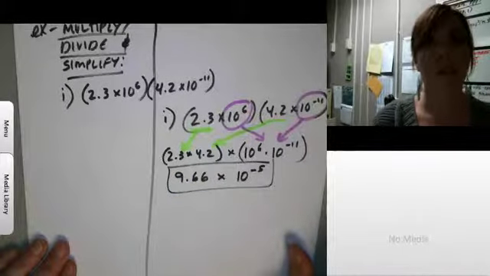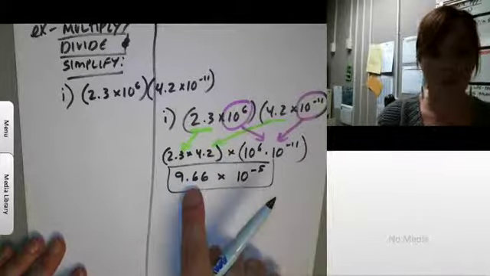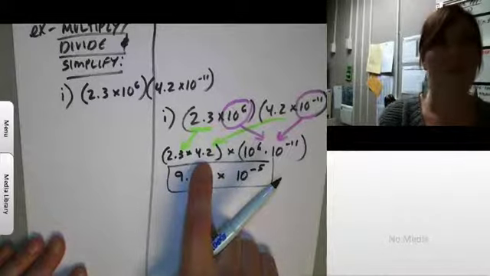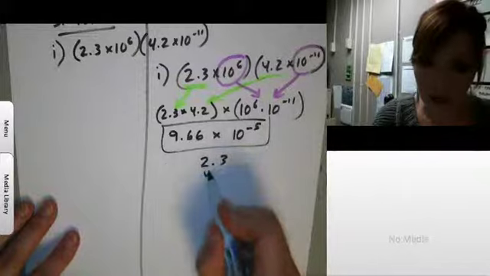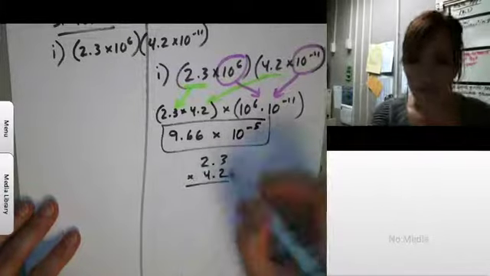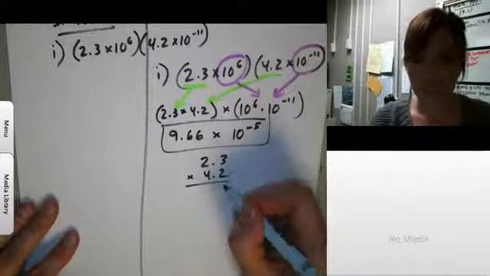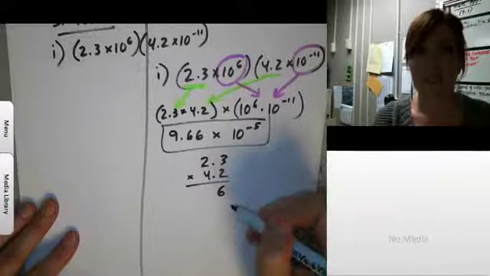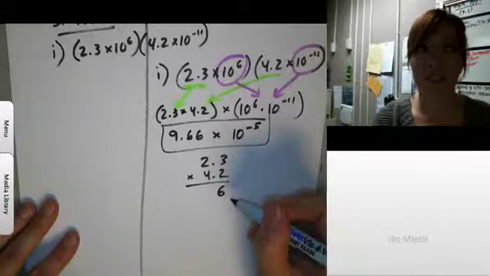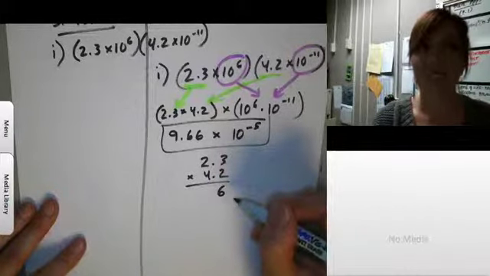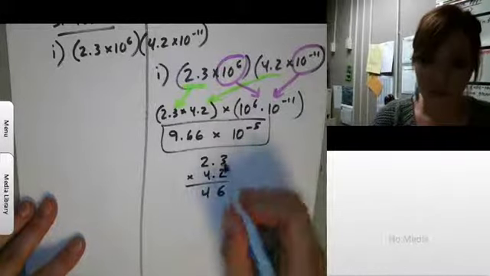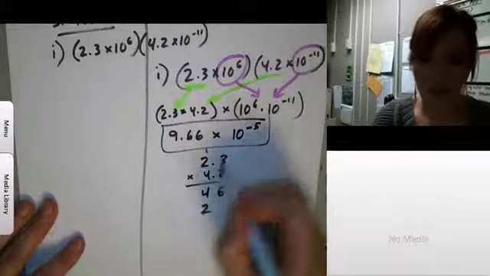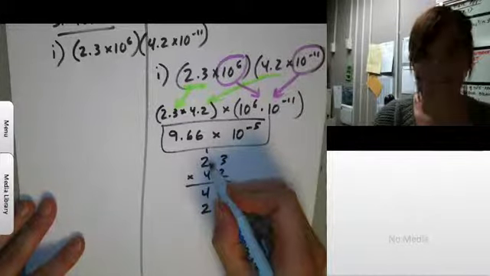Questions on that? Would we like to review how to multiply these without a calculator? Yes? Okay. So let's see. 2.3 and 4.2, one on top of the other. 3 times 2 is 6. That's good. 2 times 2 is 4. 4 times 3 is 12. Carry the 1. 4 times 2 is 8, plus 1 is 9. Good.